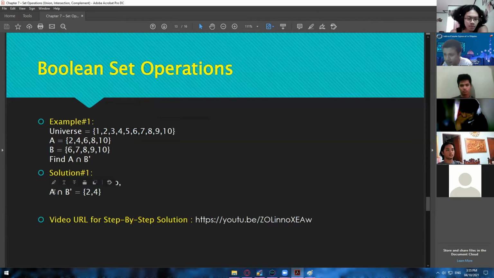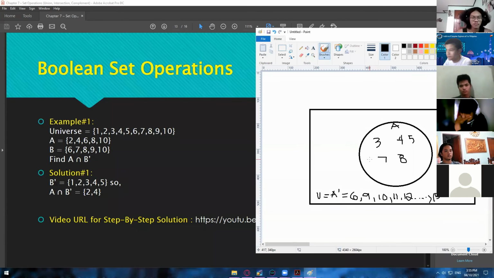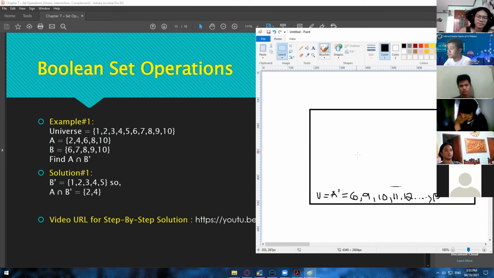So for the A intersection B complement, we are now going to get this one and this one. So you can simply remove this one first and then put them side by side. So we can get their common elements. So their common elements are 2 and 4. Okay, and in Venn diagram, so we have two circles now.